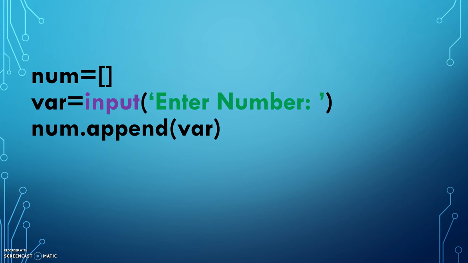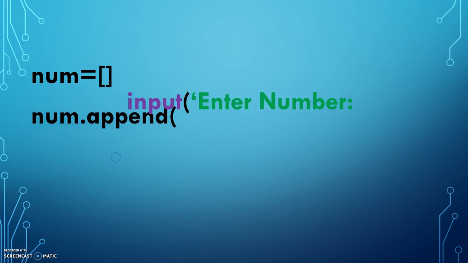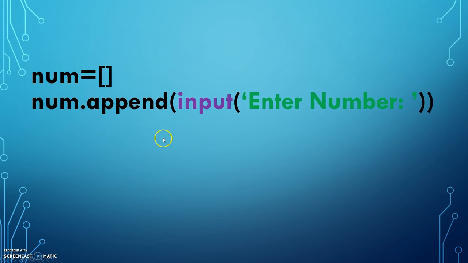You could also take out the step of getting the input into a variable, and just put the input inside the parentheses. So instead of 3 lines, you have 2 lines. Instead of having to type out, enter your information, put it into the variable, and then put the variable into the append statement, you can combine them all into one statement like that.